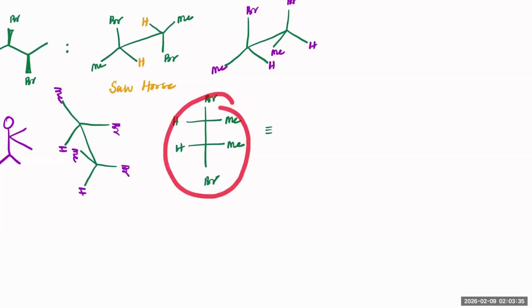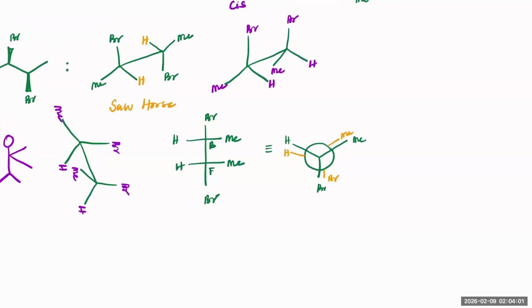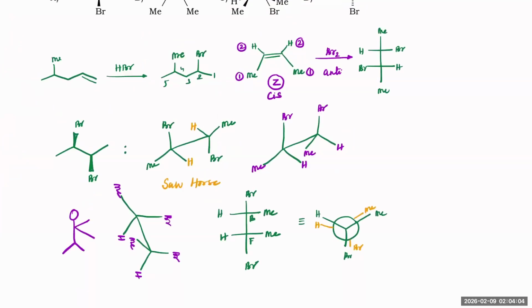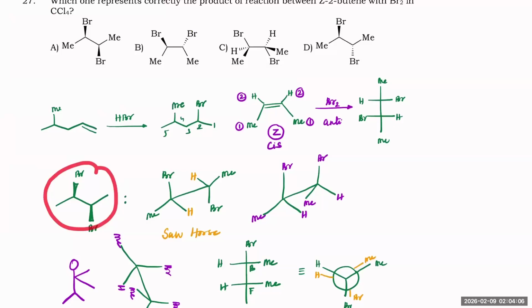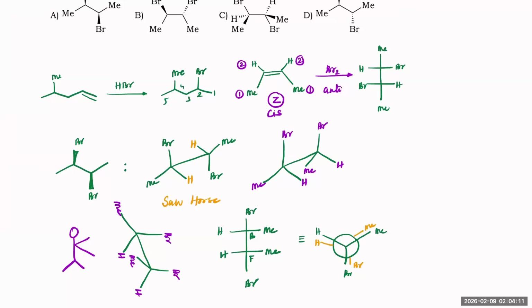You can make a Newman projection also. You can make this as a front carbon, this as a back carbon. The front carbon has hydrogen, methyl, and bromine this way. And on the backside we have bromine at the same position, methyl at the same position, and hydrogen where the same hydrogen is present. So this is the Newman projection. So I guess for the first case it is clear.